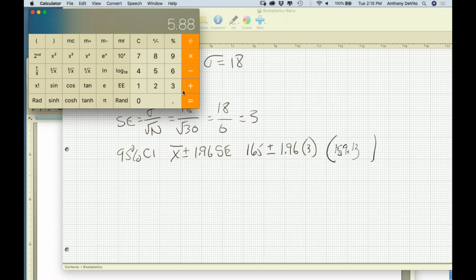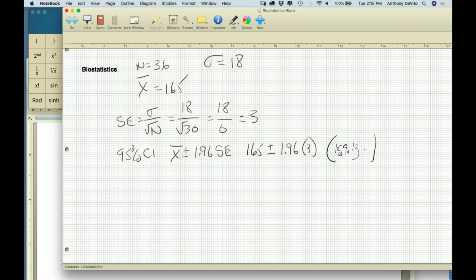The upper boundary is going to be 165 plus 5.88, which is going to be 170.88. Okay, we have agreement this time. I got it right for a change. Okay, so that's our 95% confidence interval.